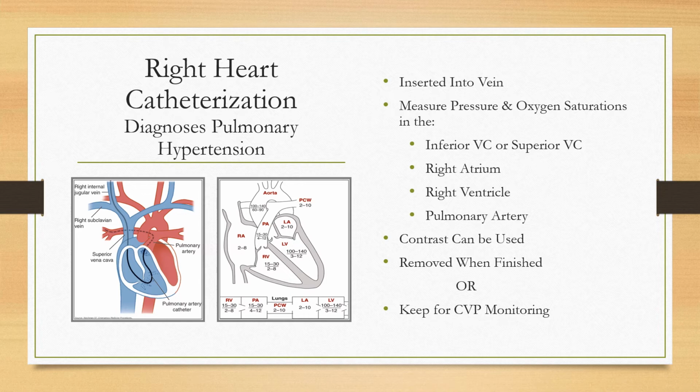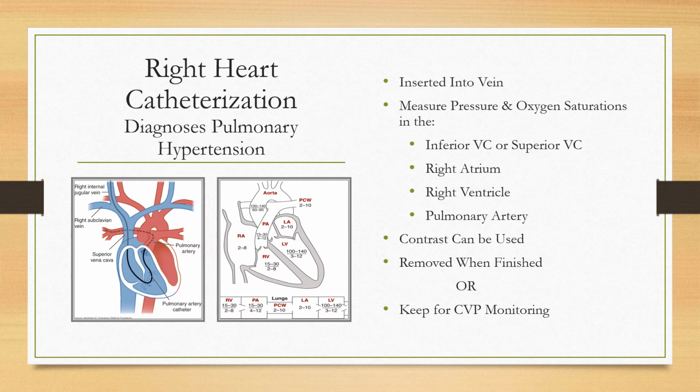Okay, so say we want to find out information about the right side of the heart. So we want really detailed information because we think that there's something wrong with the right side of the heart, or that there's high pressures in the right side of the heart for some reason. So we can do a right heart catheterization.